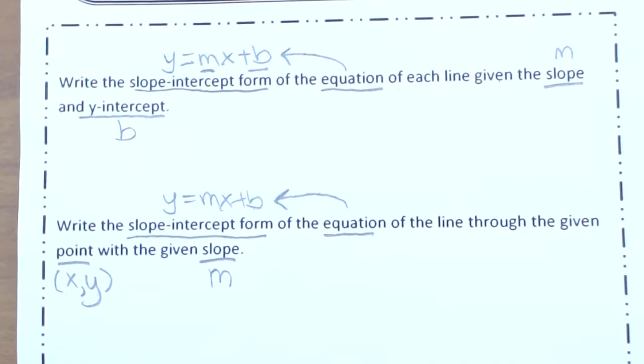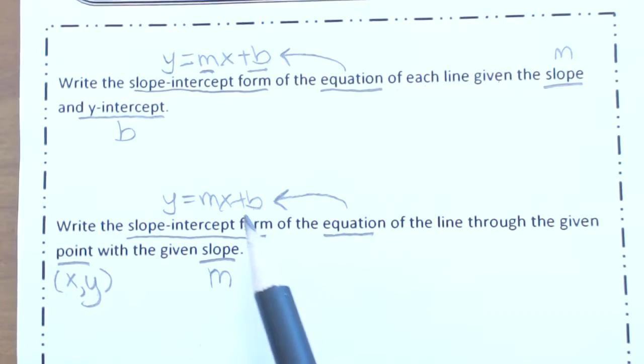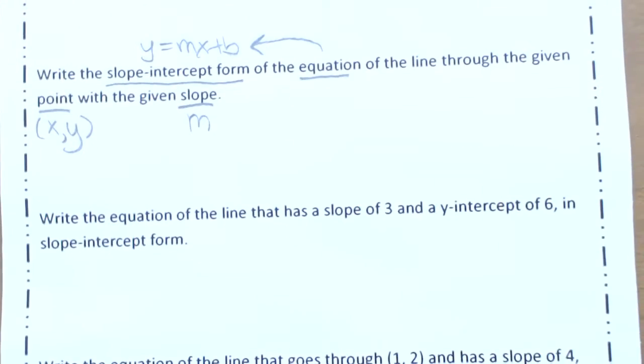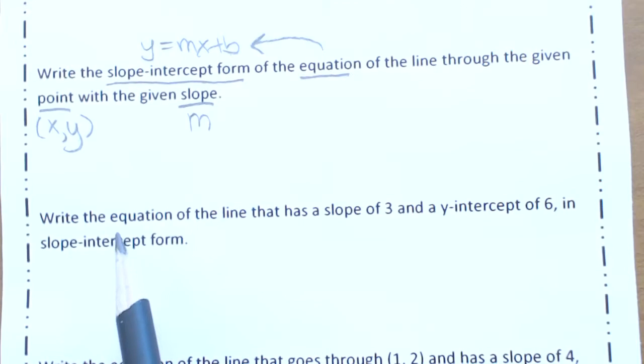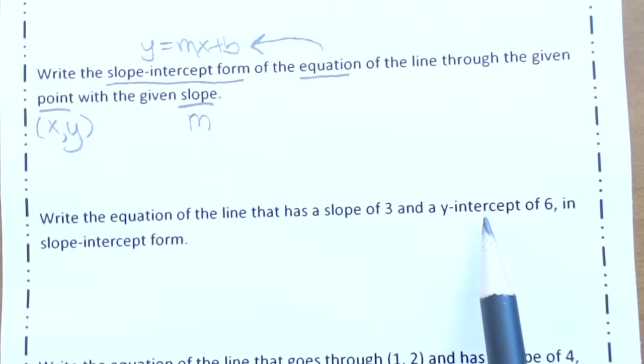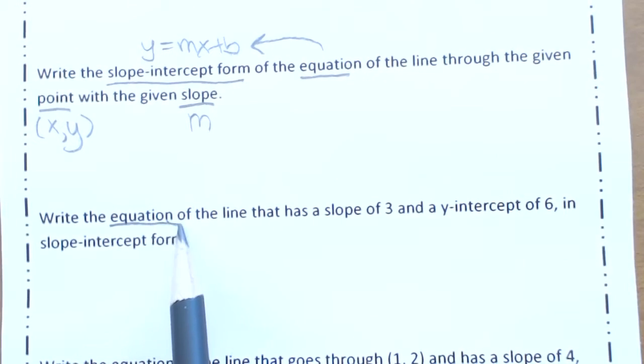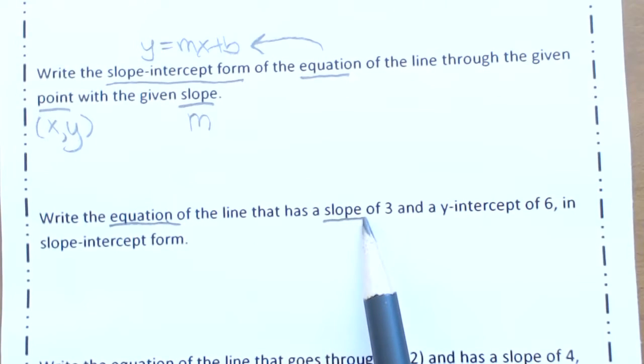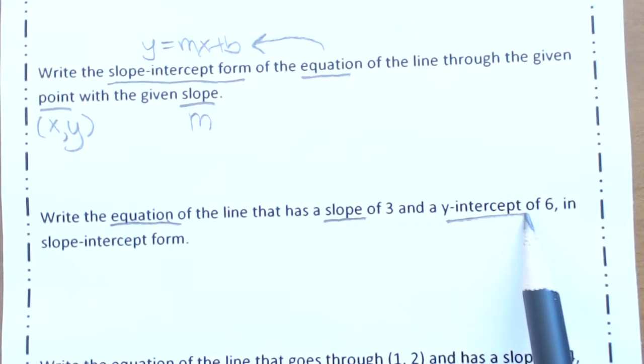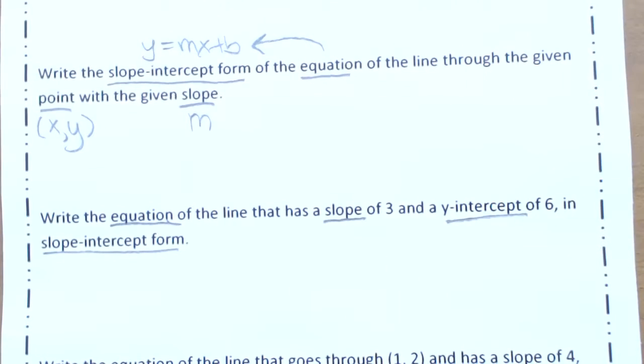So here's another set of directions where we're given different information. And so we're probably going to be going about the problem a little bit differently, but again, we're coming up with the same type of answer. Okay, let's move on to the third set. Write the equation of the line that has a slope of 3 and a y-intercept of 6 in slope-intercept form. So let's reread it one more time and underline words. Write the equation of the line that has a slope of 3 and a y-intercept of 6 in slope-intercept form.